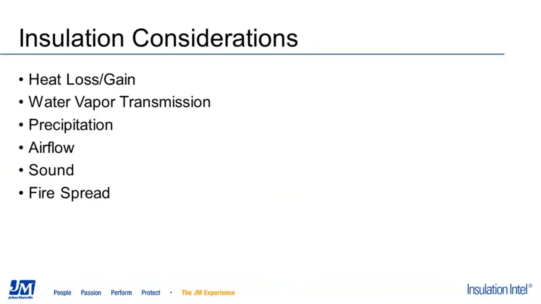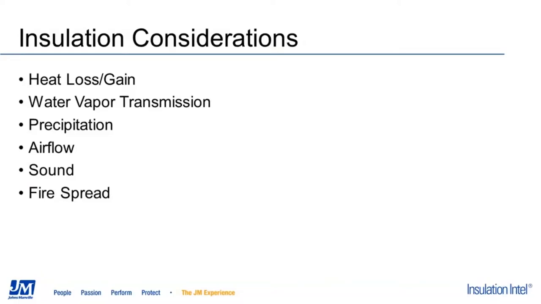So for considerations, when you're looking for the right insulation for your project, the primary consideration often is the ability to control heat loss or gain. That's the primary role, temperature control inside of your building. However, depending on the building or the region the building's in, you may be interested in other properties like vapor transmission, precipitation, airflow, and sound. Depending on the insulation product, you may control these items without additional requirements like a vapor barrier.